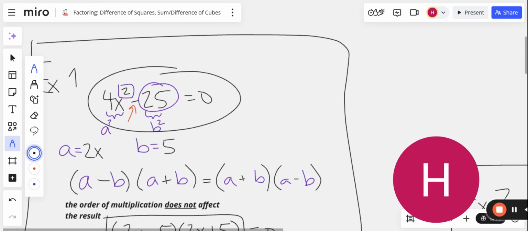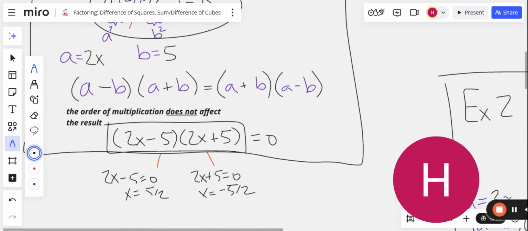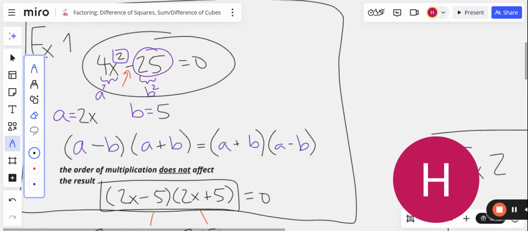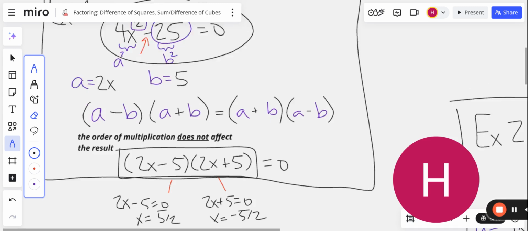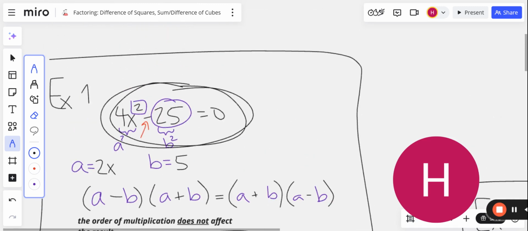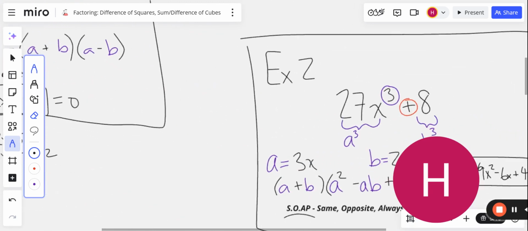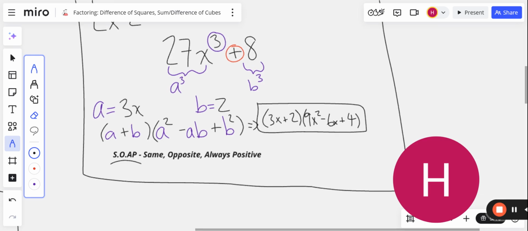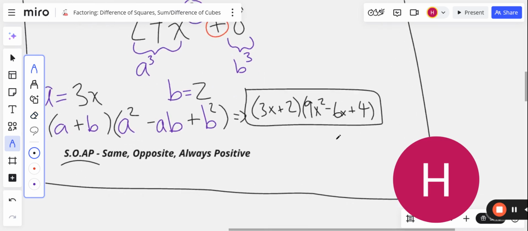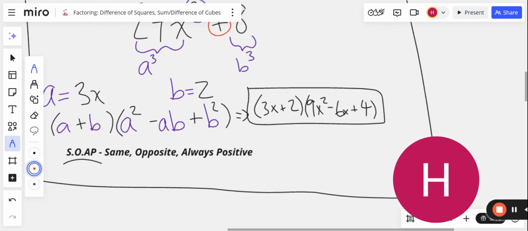Meaning if you plug either one of those x values in, not at the same time, of course, 5 halves or negative 5 halves, into this equation here, then you're going to get 0. Now, why do I bring that up now? Because when you do a sum of cubes or difference of cubes, I forgot to mention this. This will not have any real solutions.